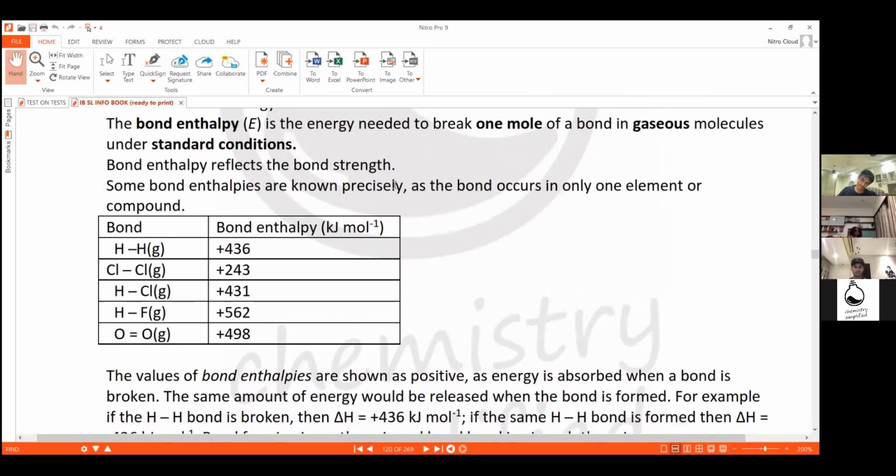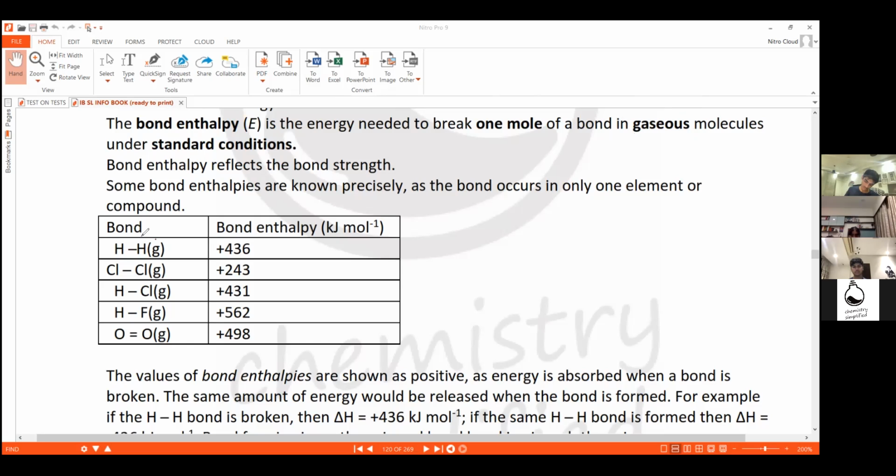But here, the standard state is not allowed. It is forcing the molecule to be gaseous. Conditions must be standard, but the substance whose bond you are breaking must be in the gaseous state. So it is not allowing you liquid, solid, and aqueous states. Okay, now next thing.